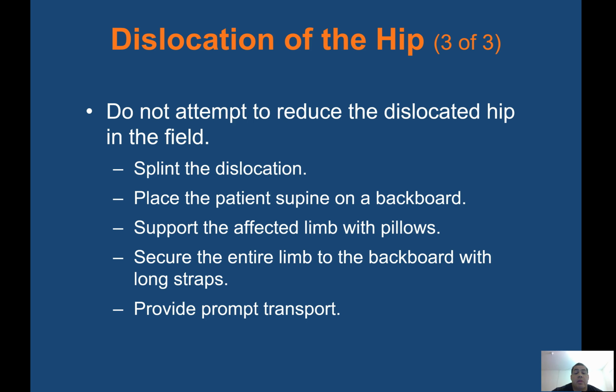Do not attempt to reduce a dislocated hip in the field. Splint the dislocation. Place the patient supine on a backboard. Support the affected limb with pillows. Secure the entire limb to the backboard with long straps. Provide prompt transport.